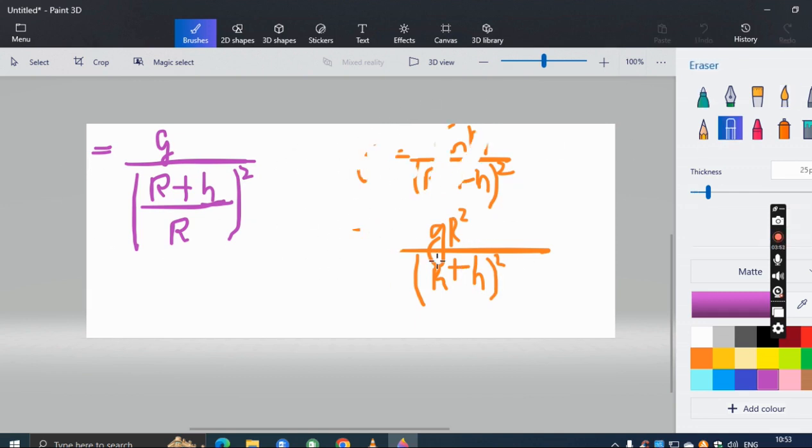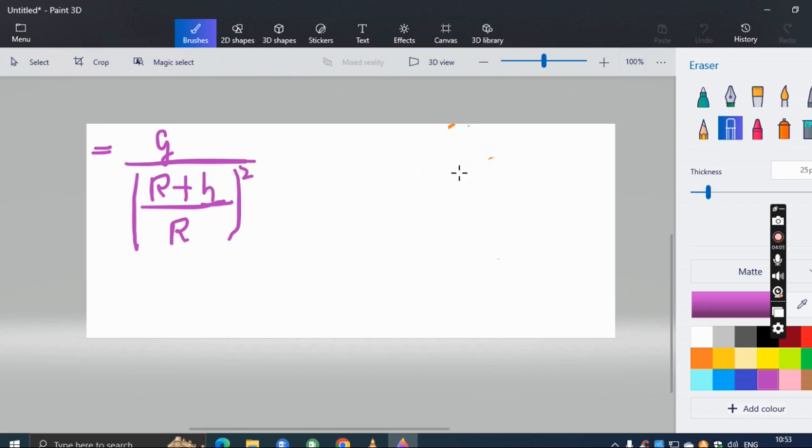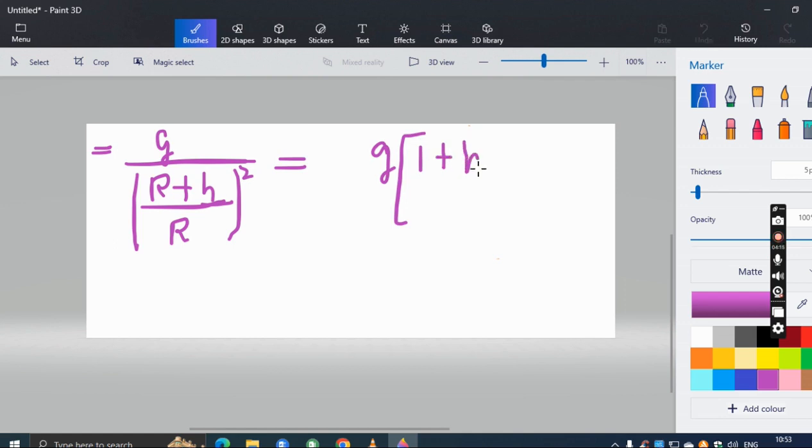And now we're going to have to use something called binomial approximation that comes from the binomial theorem. So this is nothing but g times (1 plus h by r) raised to the negative 2, right? Because if I split this r plus h by r, I get 1 plus h by r. If I take that to the numerator, I get (1 plus h by r) raised to the negative 2.